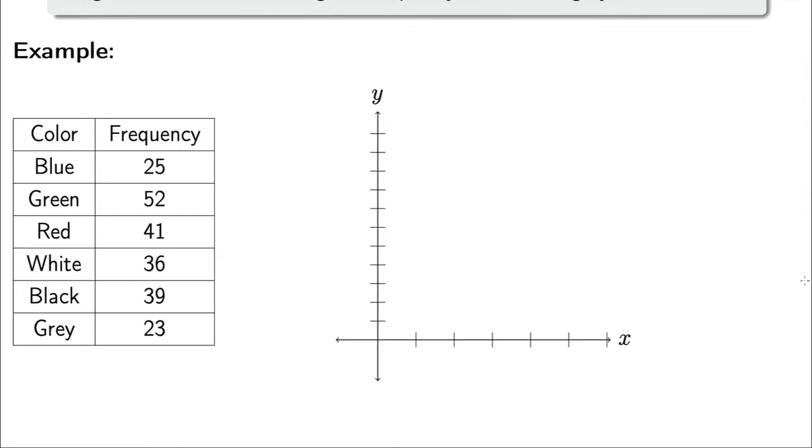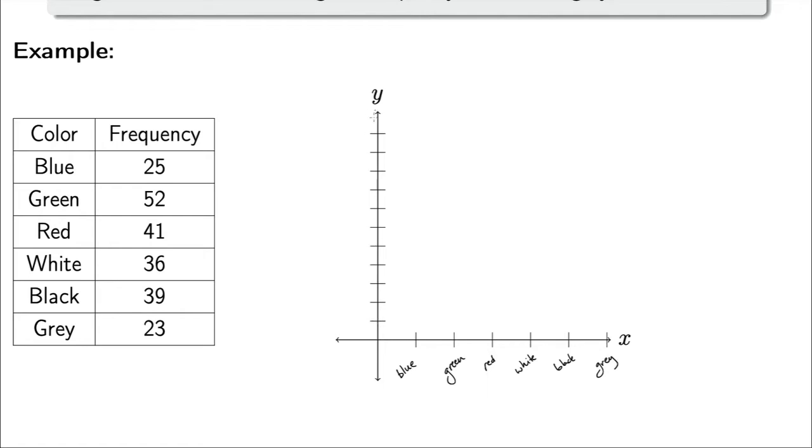This is just our previous example. These are the colors of cars. And on our horizontal axis, we write each of our categories. And so we've got blue, and green, red, white, black, and gray.